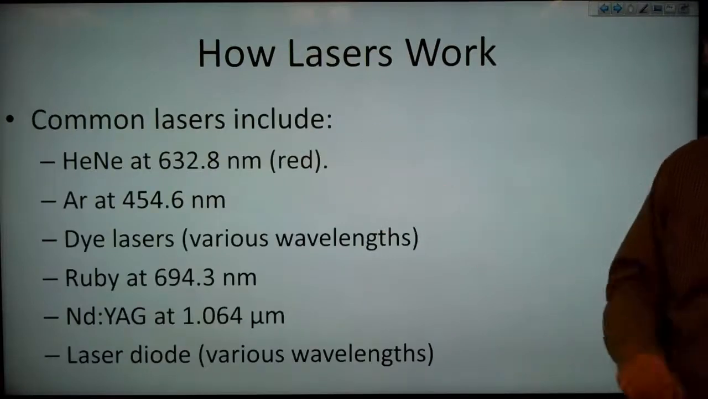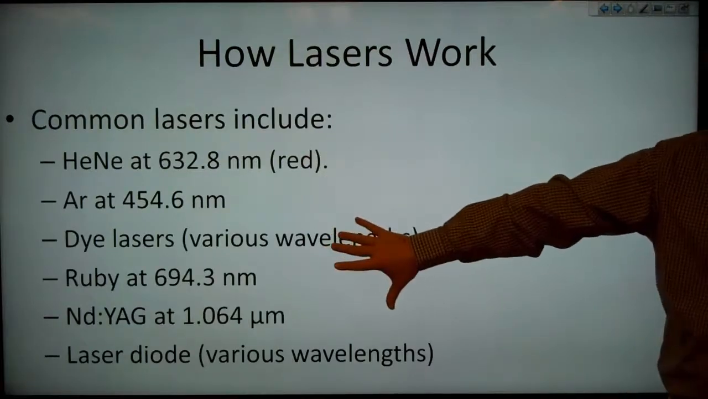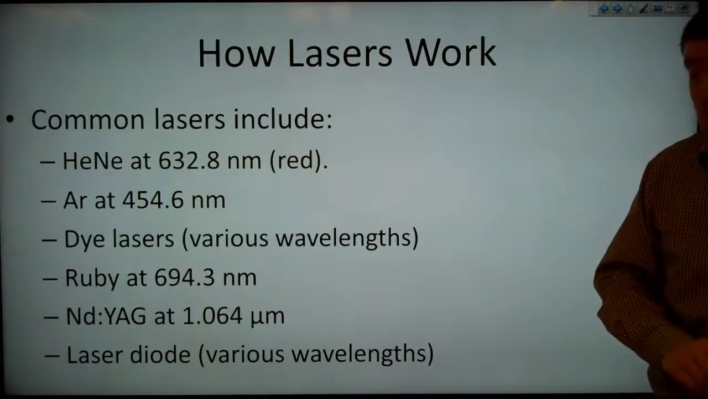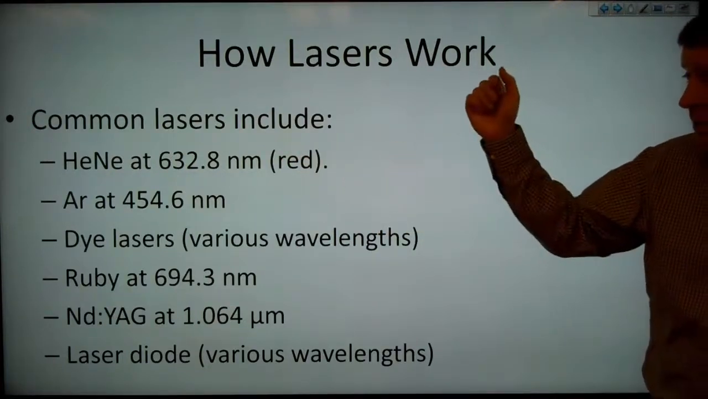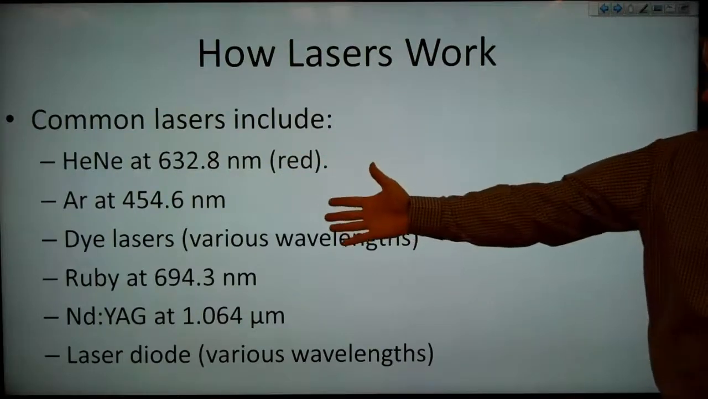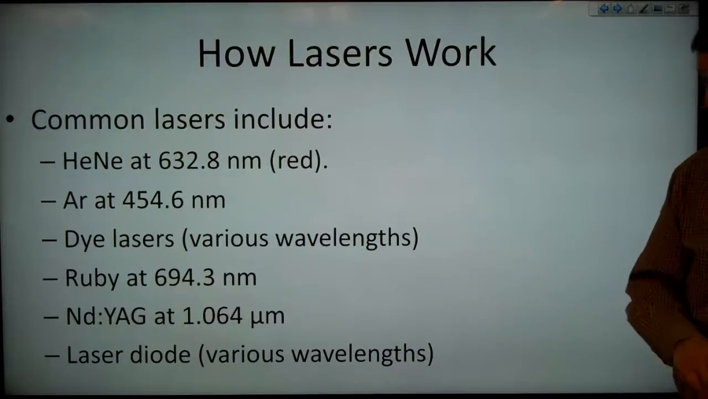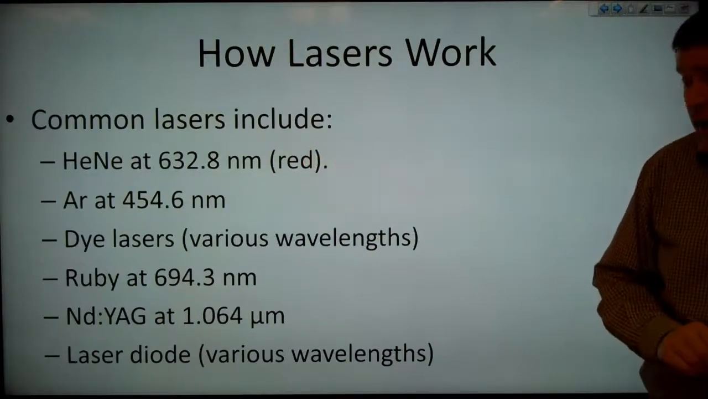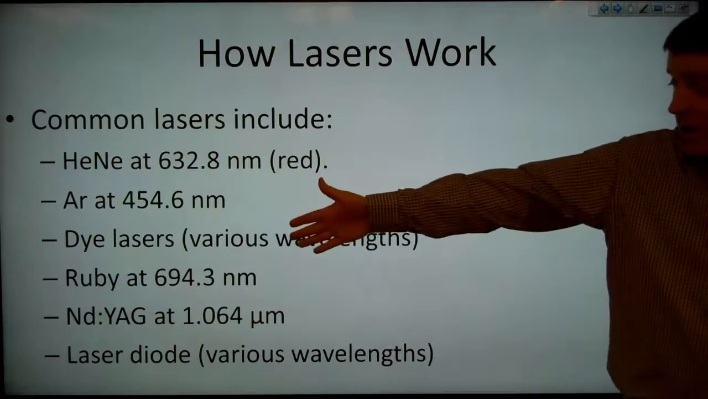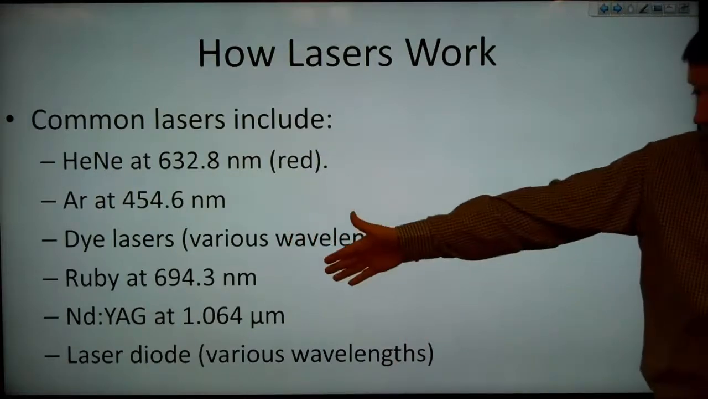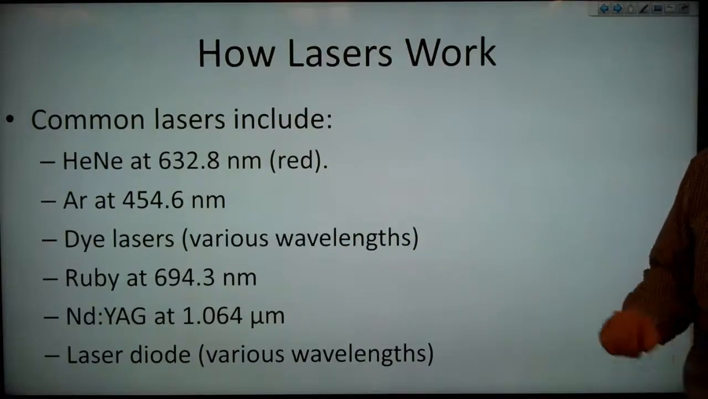So there are a number of different common lasers, and some of them, not all of them, but some of them are the helium neon laser at 632.8 nanometers. This is a red laser. We have argon at 454.6 nanometers. We've got some dye lasers, and these can operate at various wavelengths depending on the dye. We've got ruby, which operates at 694.3 nanometers. We've got a neodymium YAG laser at 1.064 microns. And then we've got some laser diodes, again at various wavelengths.